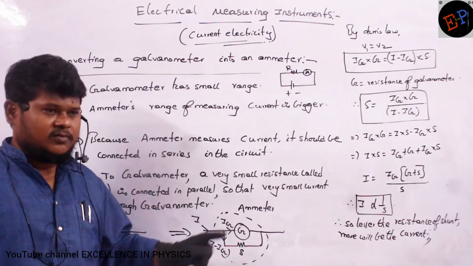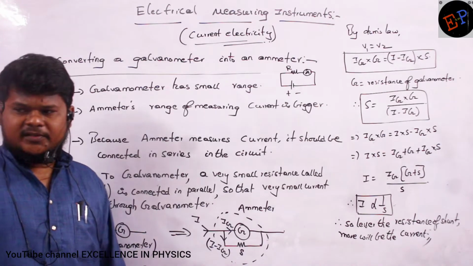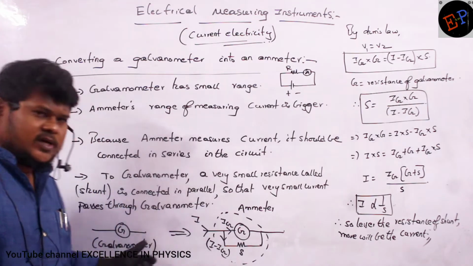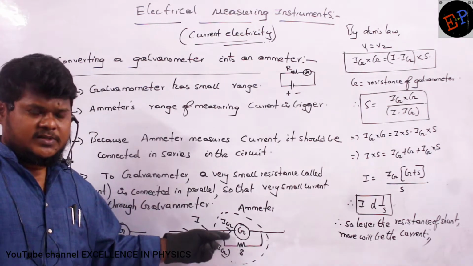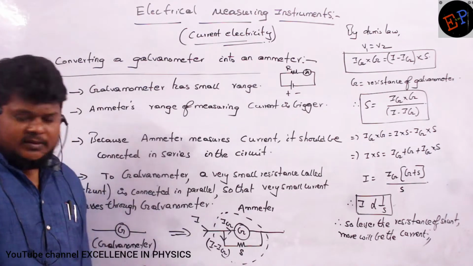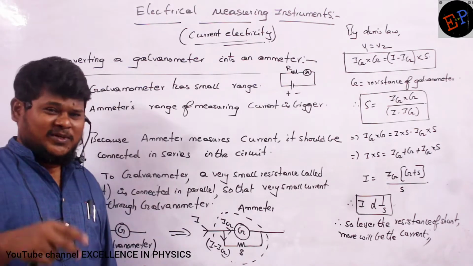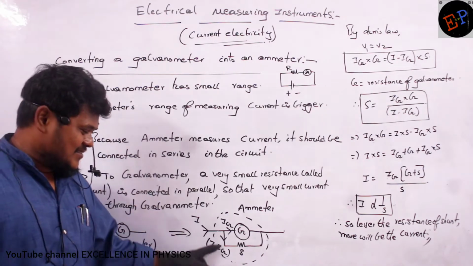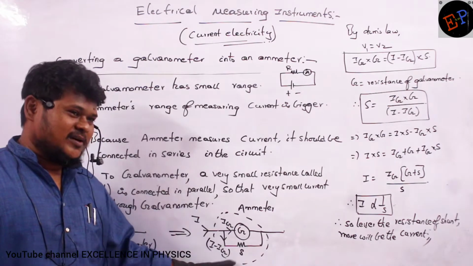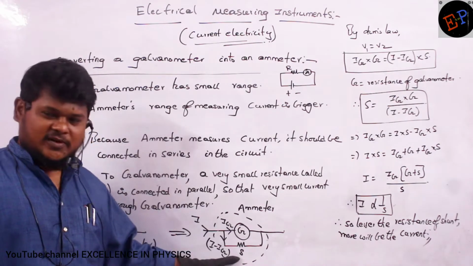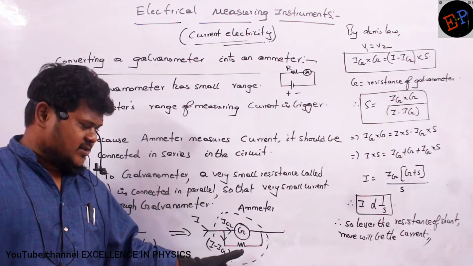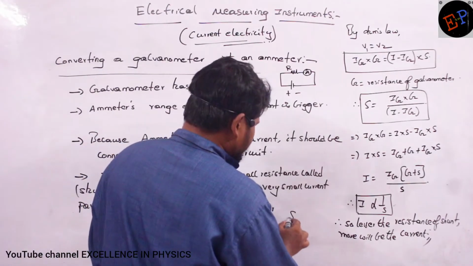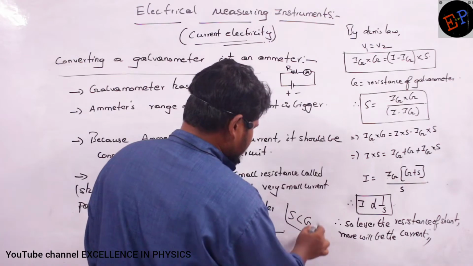Why should this resistance be so small? And is it connected in series to the galvanometer or in parallel? It is in parallel to the galvanometer, no? Now we are saying that this resistance should be very small. Resistance of the shunt, I will write here: shunt resistance should be less than galvanometer resistance.